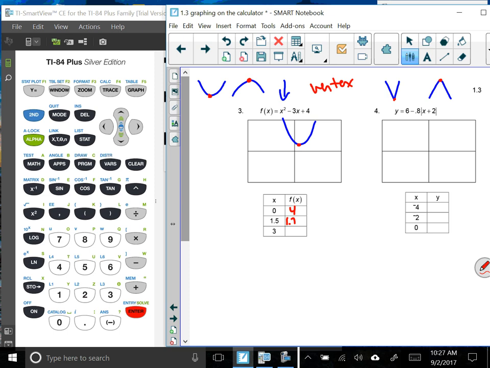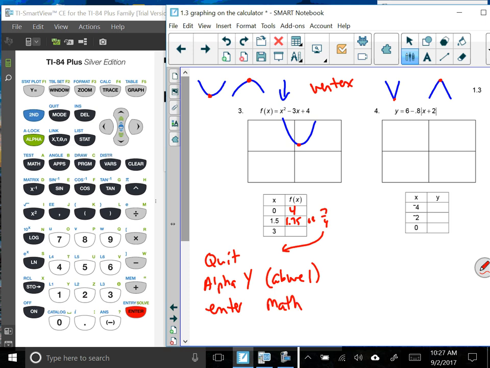1.75, or 7/4, and you might want to make a note that you do a quit. All right, you do a quit, and then you do alpha Y, which is above the 1, and then you do enter, and that's going to give you the decimal. Make sure you have the right decimal, and then you do math 1. And that will change that into a fraction for you.